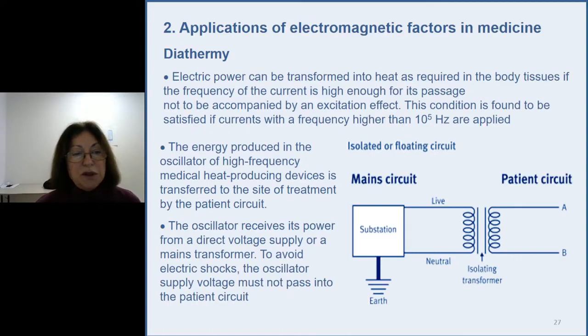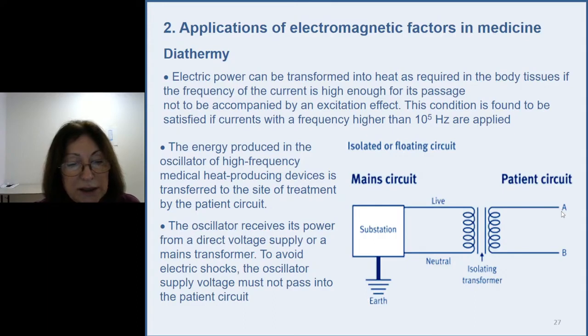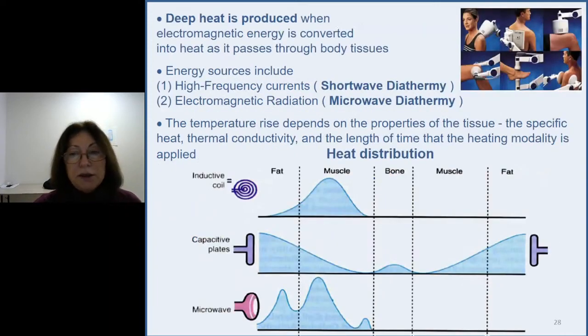This condition is found to be satisfied if currents with a frequency higher than 10 to the power 5 Hertz are applied, not lower is possible. The energy produced in the oscillator of high frequency medical heat producing devices is transferred to the site of treatment by the patient circuit. The oscillator receives its power from a direct voltage supply or a mains transformer. To avoid electric shocks, the oscillator supply voltage must not pass into the patient circuit. It is very important.